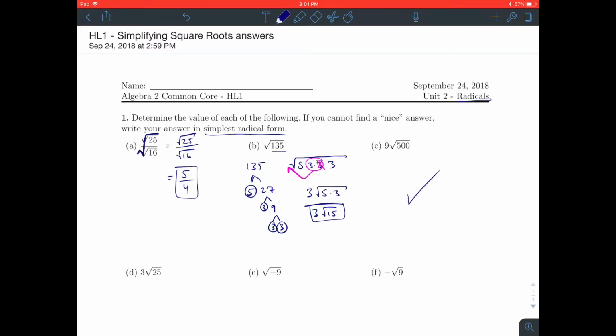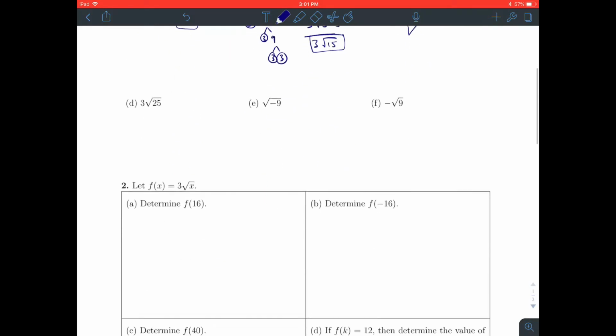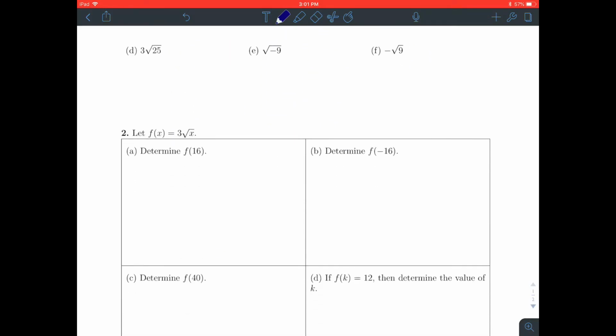For problem C, I think that you guys can handle this based on what I saw in class. For problem D, we've got 3 square root of 25, and you might immediately jump to using simplest radical form like we did before, but you should remember square root of 25, that's one of the nice numbers. Square root of 25 is 5, so we get 3 times 5.